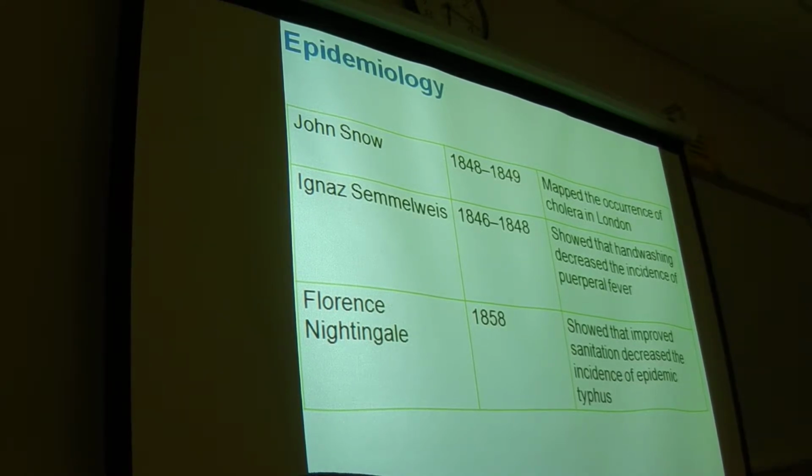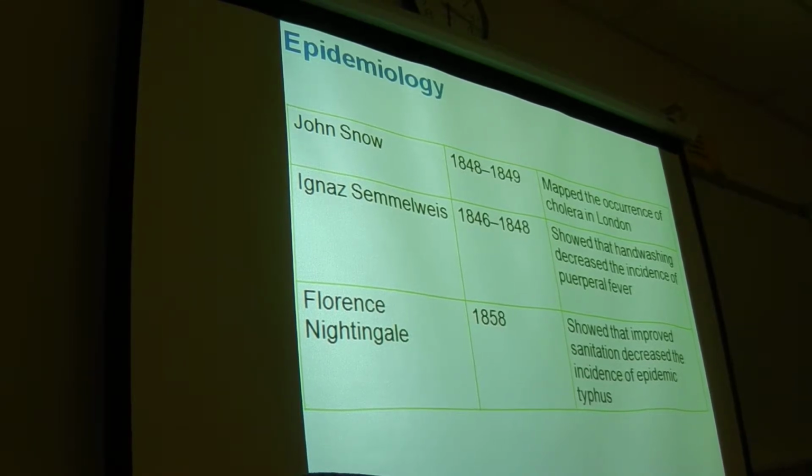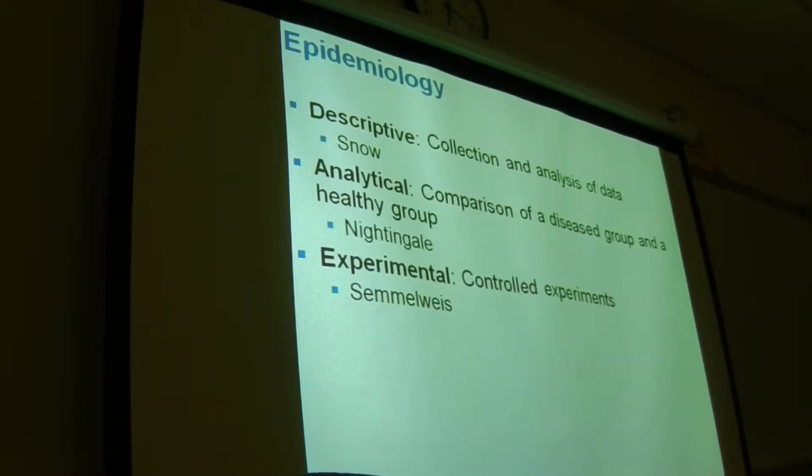And then Florence Nightingale, a lot of you guys probably heard the name before. A lot of you guys probably don't know exactly what she did. But one of the major studies that she did showed that improved sanitation, including hand washing but a little bit more than that, decreased the incidence of epidemic typhus. Okay? So there are really three different types of epidemiology studies like these people did.